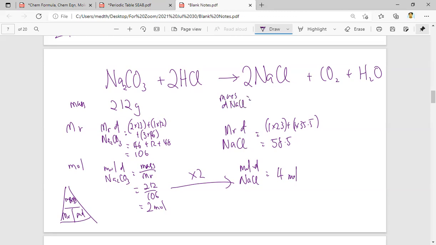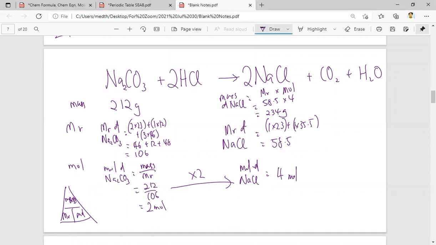How to find it? Same thing, use your triangle. To find the mass, you take MR multiplied by mole. So 58.5 multiplied by 4. We get 234. Wait, let me double check. You should get 234. So take 58.5 multiplied by 4. Yeah, we have 234. So this 234 grams is the mass of sodium chloride that's being produced.